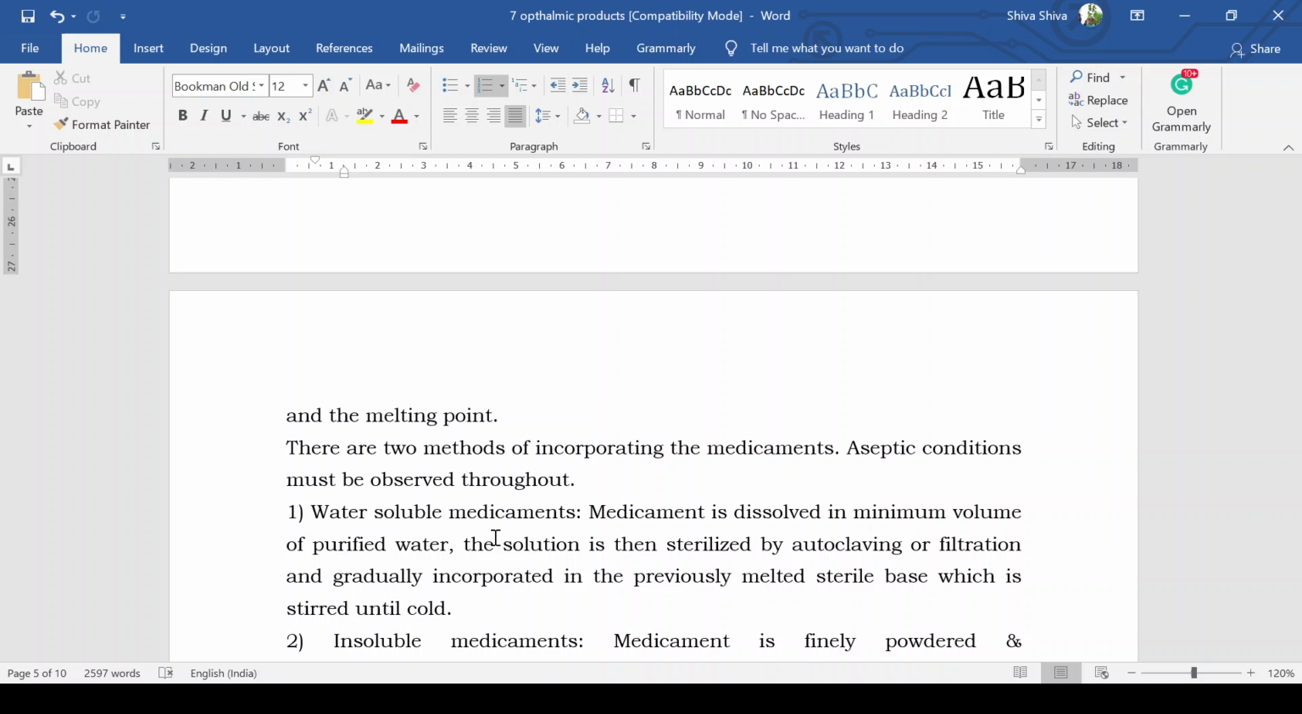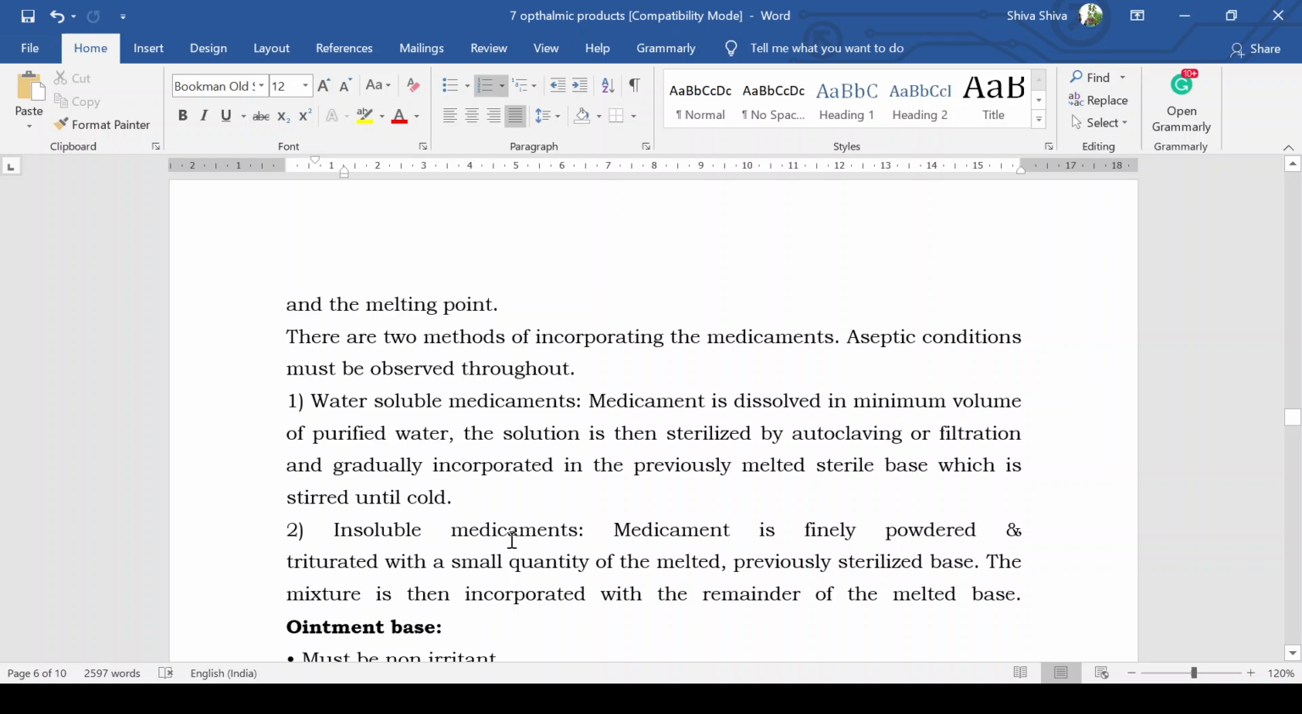So water soluble medicament and insoluble medicament. If there is a water soluble medicament, then the medicament is dissolved in a minimum volume of purified water, and the solution is then sterilized by autoclaving or filtration and slowly incorporated in the previously melted sterile base, which is stirred until cold. And an insoluble medicament is finely powdered and triturated with a small quantity of melted, previously sterilized base. So the trituration method is carried out.